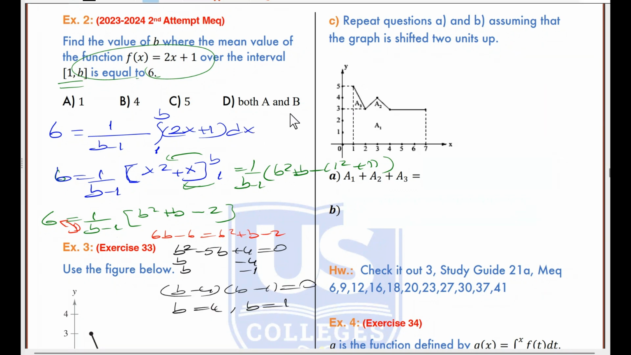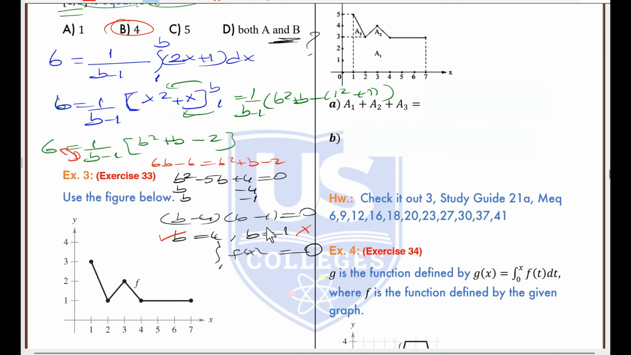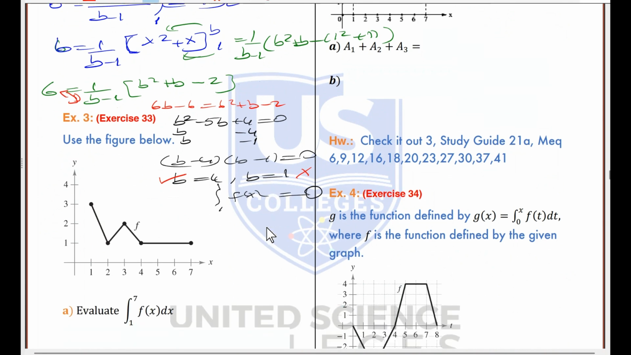So are they both true? If b is 1, what happens? If b is 1, our bounds will be the same. If upper and lower bounds are the same, what is the result? The result is 0. So b cannot be 1. Our bounds cannot be the same. So the answer must be just 4. Option B.